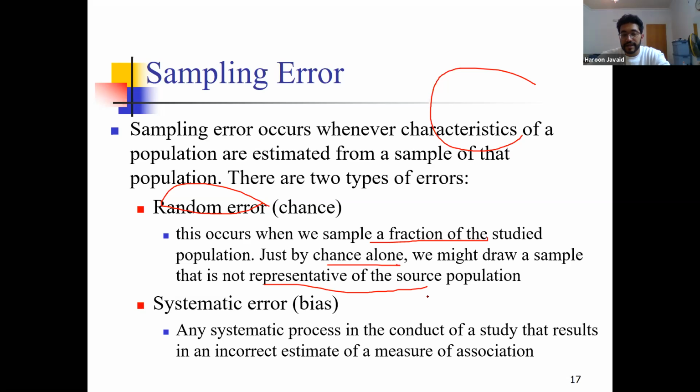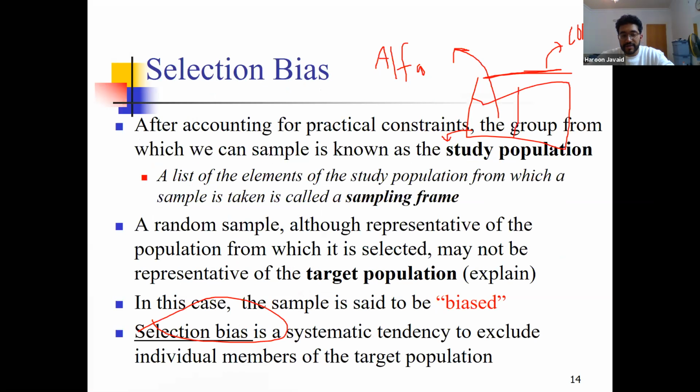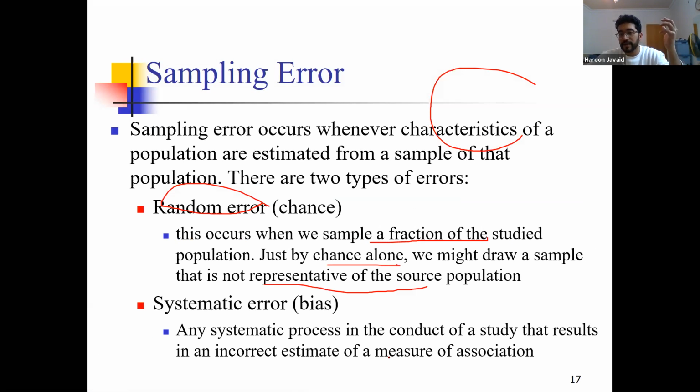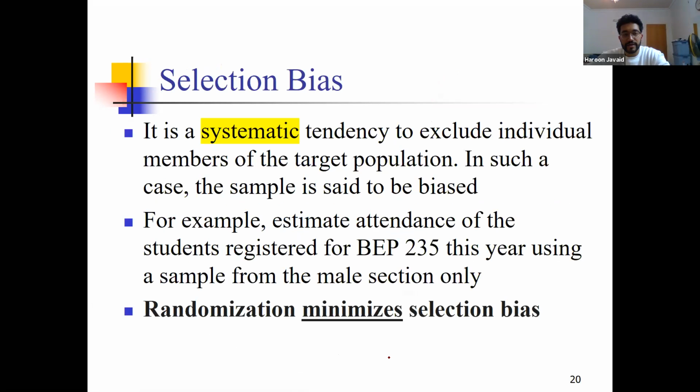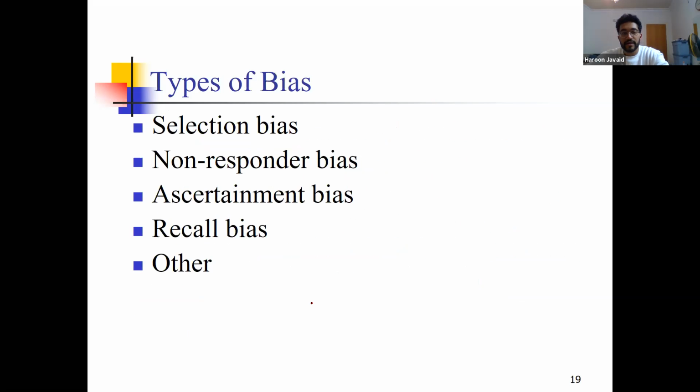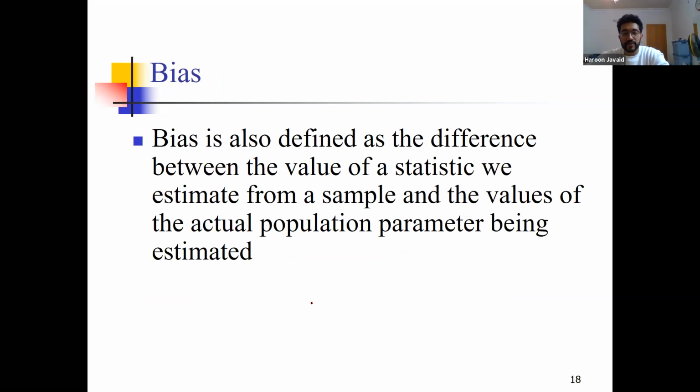Okay, so systematic error is basically the same thing I explained over here. Selection bias is an example of a systematic error. I am systematically excluding one class of people or one group of people. That means that there is a systematic bias. So how do we get rid of systematic bias, or what is called selection bias over here? You randomize. So bias is also defined as the difference between the value of a statistic we estimate from a sample and the value of the actual population parameter being measured or estimated. Same thing.